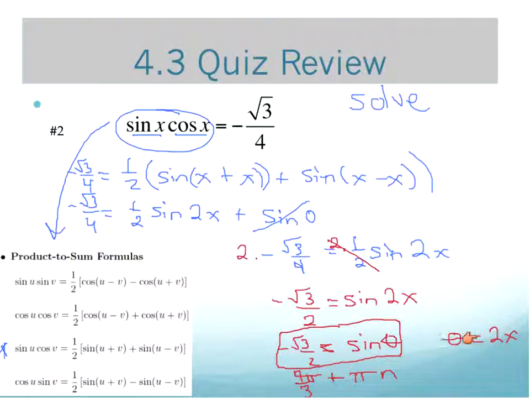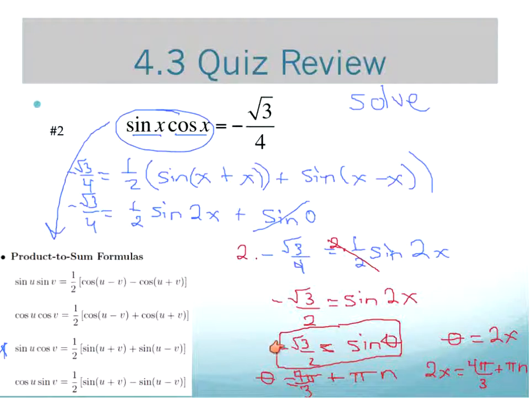Now we're going to substitute that our theta equaled 2x. So here's what our theta was. Now I'm going to say that my 2x equaled that, 4 pi over 3 plus pi n. So all I have to do is solve for x and then I'm done. So originally I had 2 times my sine. So how am I going to get rid of the 2 down here? I have to divide by 2. So I'm going to divide both sides by 2 and I'm going to have my final answer.